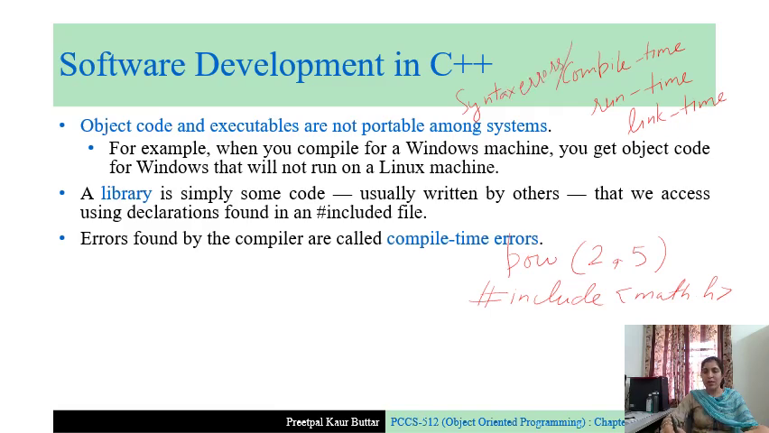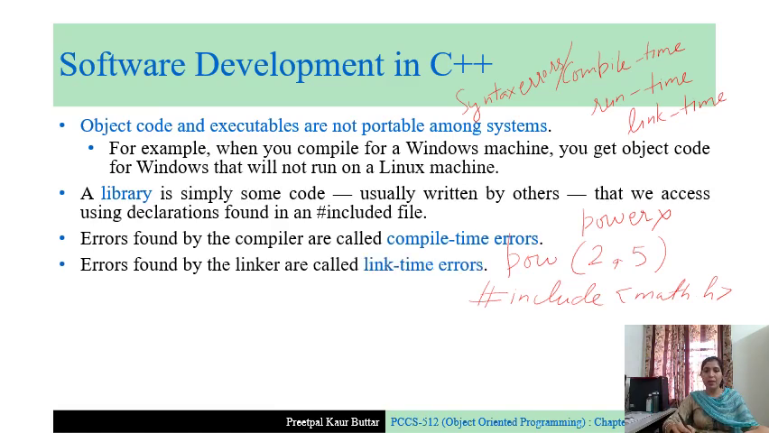For example, instead of using pow, if you are using power, then the compiler will generate an error that there is no such function power. So this kind of error is called a compile time error or syntax error, and it can be found by the compiler. Errors found by the linker are called link time errors. Link time errors are generated if there are some problems in linking the object codes.